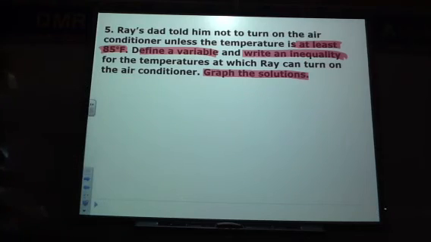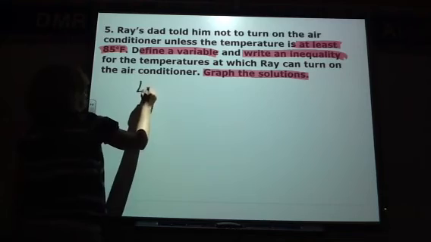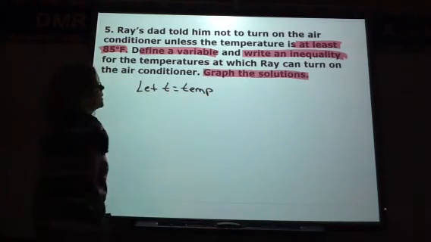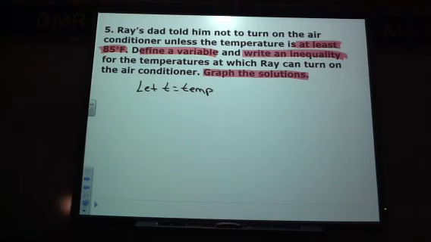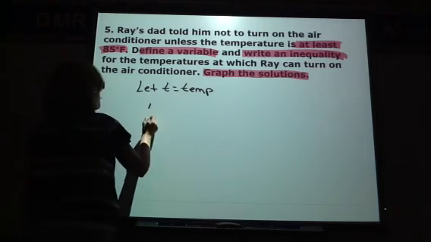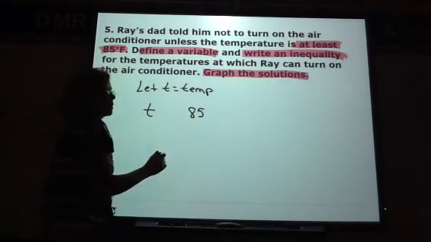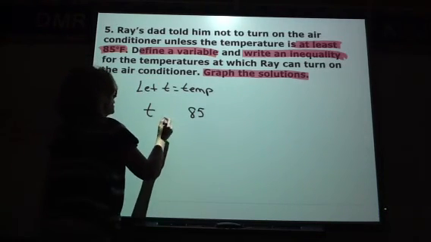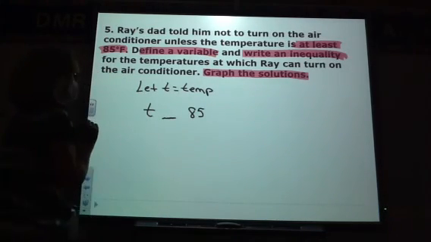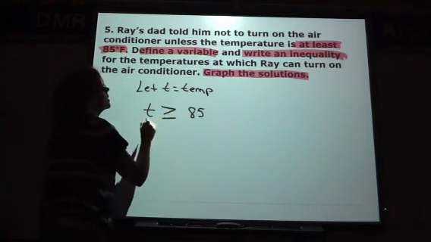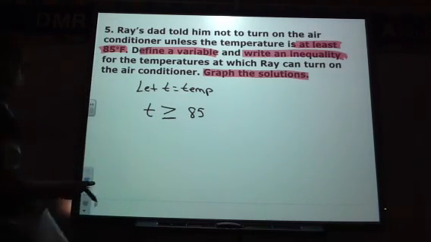Okay, so first it says define a variable. So let's let T equal the temperature, because that's what we're trying to find here, okay? All right, then it says write an inequality. So we have the temperature has to be at least 85 degrees. So can we include 85 degrees? Yes, so there's your equal sign. When it says at least, is it going to be more or less than? The temperature needs to be higher than 85 degrees. So there's our inequality.